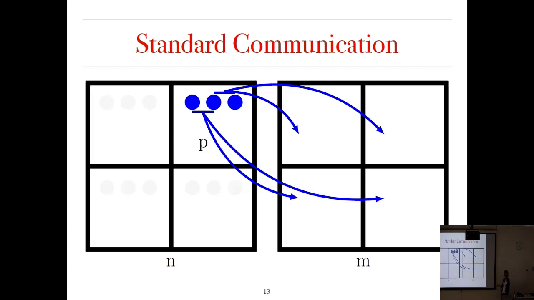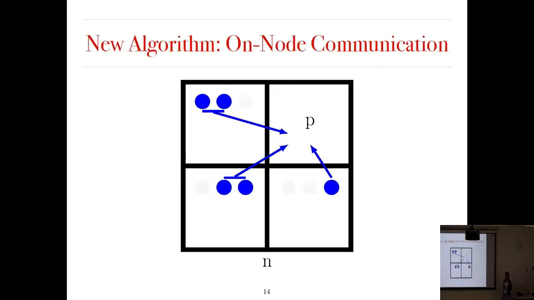So we would like to fix this because the off-node communication is so costly. So we look at a new algorithm for node-aware communication. If you're sending a message and it's fully on node, so these processes want to send to P, just send as you normally would, gather the data and send it directly.